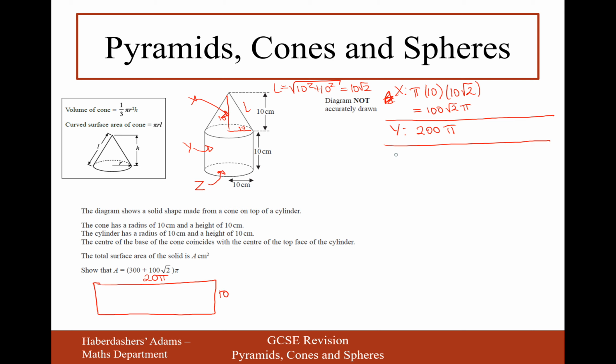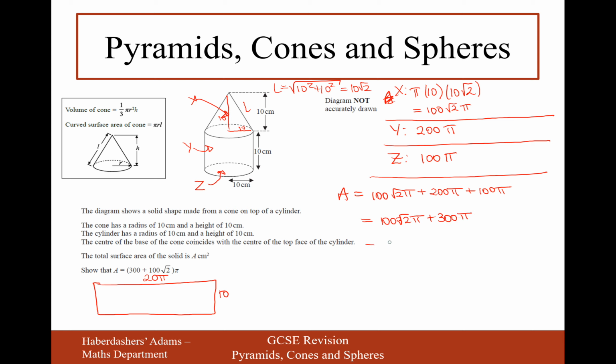base times height. And then for z, it's just going to be the area of the circle, so that would be pi r squared, so that would be 100 pi, because 10 is the radius, so 10 squared is 100, so it's 100 pi. So now what we need to do is just add all of these bits together. So it's going to be 100 root 2 pi, add 200 pi, add 100 pi. So when we simplify the last two bits, it's going to be plus 300 pi.